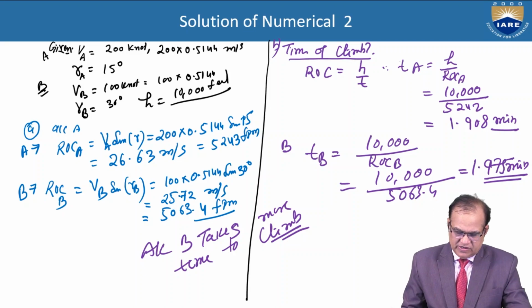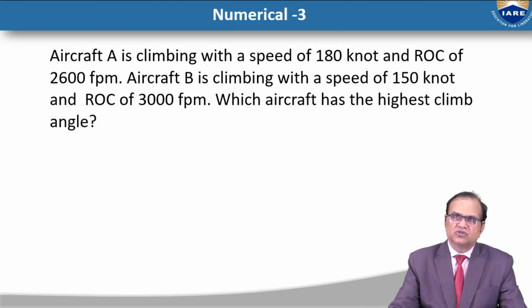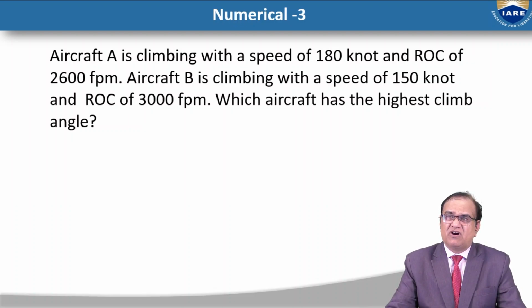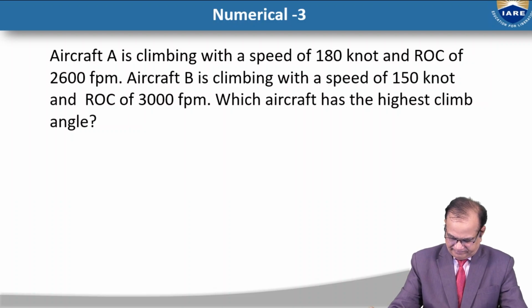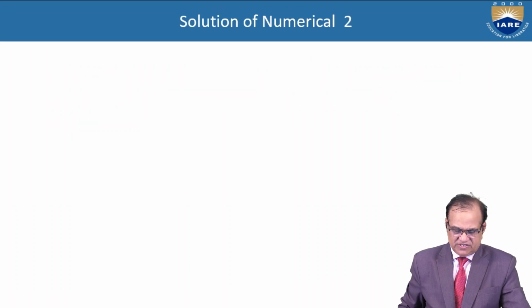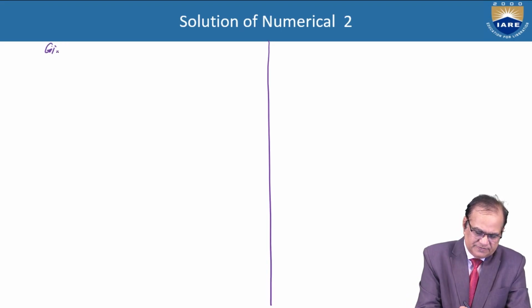Okay, so this is the problem which we have understood. Now we will go for problem number 3. Here is the problem. Aircraft A is climbing with a speed of 180 knot and the ROC is 2600 feet per minute. Aircraft B is climbing with a speed of 150 knot and ROC of 3000 feet per minute. Which aircraft has the highest climb angle? So this we have to see here. What are the things given? Here also I will divide into 2 parts. Given for aircraft A.